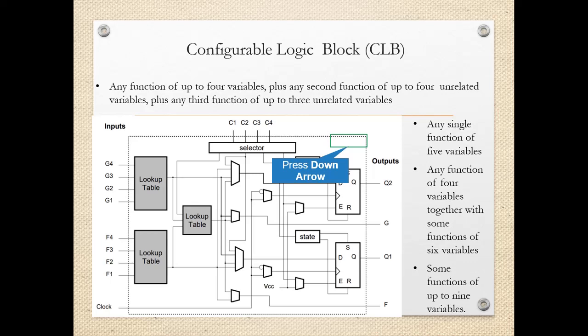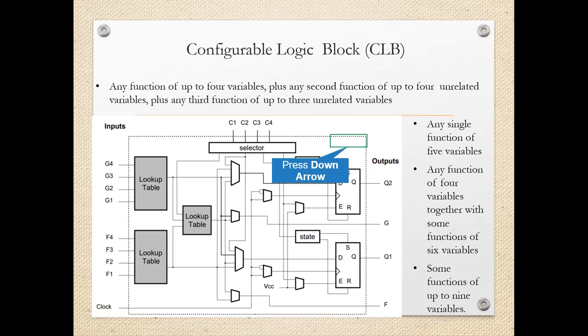So first lookup table will implement 4 variable, second lookup table will implement another 4 variable function, and the third lookup table can combine the two, and one more input can be added to that, and it can implement the 3 variable function.